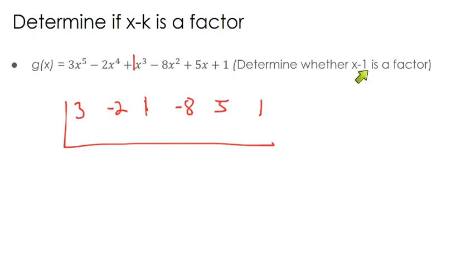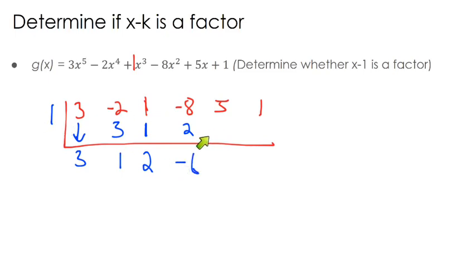But since my factor is x minus 1, the root that's related to that factor, or the 0 that's related to that factor, would be 1. So let's do our synthetic division. 3 times 1 is 3. And then I add straight down and get 1. 1 times 1 is 1. Add straight down and get 2. 2 times 1 is 2. Add straight down and get negative 6.